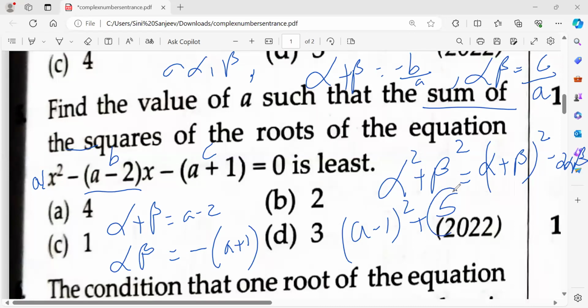Now 5 cannot be 0. Correct? We have to find what? Sum of squares of the roots of the equation is the least. So to be minimum, alpha square plus beta square will be minimum when a minus 1 the whole square is equal to 0, so a value is what? Equal to 1. That's all. So if you're having doubt in this, you have to solve it, okay? You have to solve it. I'll help you out later.